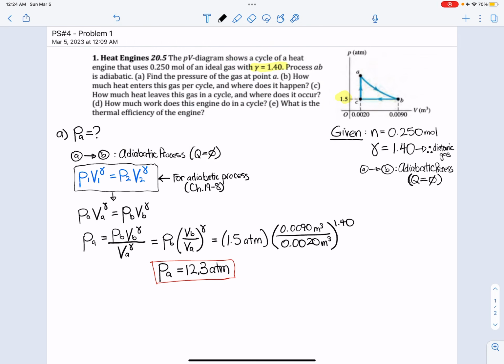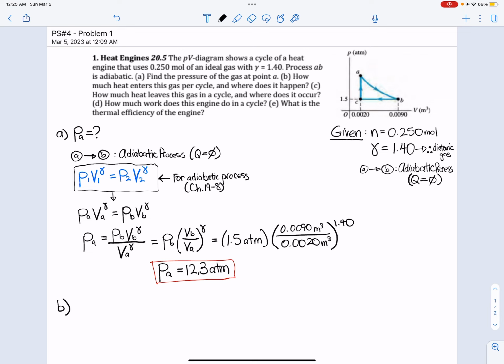All right, moving on to part B. How much heat enters this gas per cycle and where does it happen? It doesn't really tell us specifically which process the heat enters the system in the cycle and which process it leaves in.